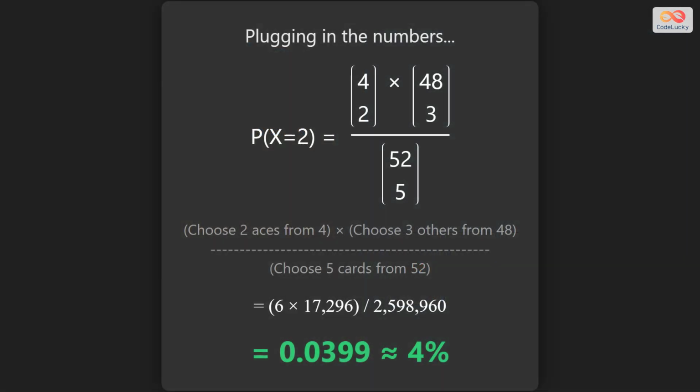Let's plug those numbers in. We calculate 4 choose 2 multiplied by 48 choose 3 and divide that by 52 choose 5. When we do the math, we find there are over 17,000 ways to get this hand, but over 2.5 million possible hands in total. The result is roughly 4%.